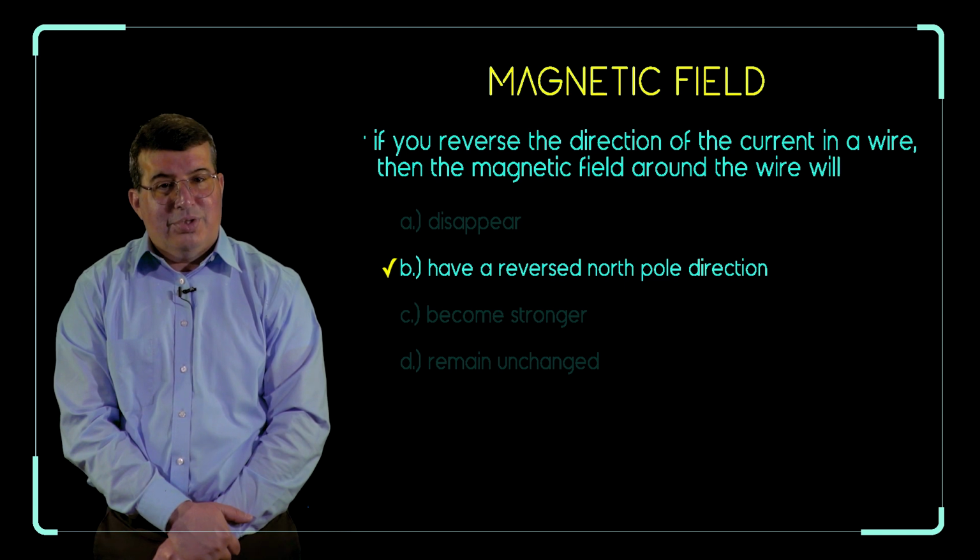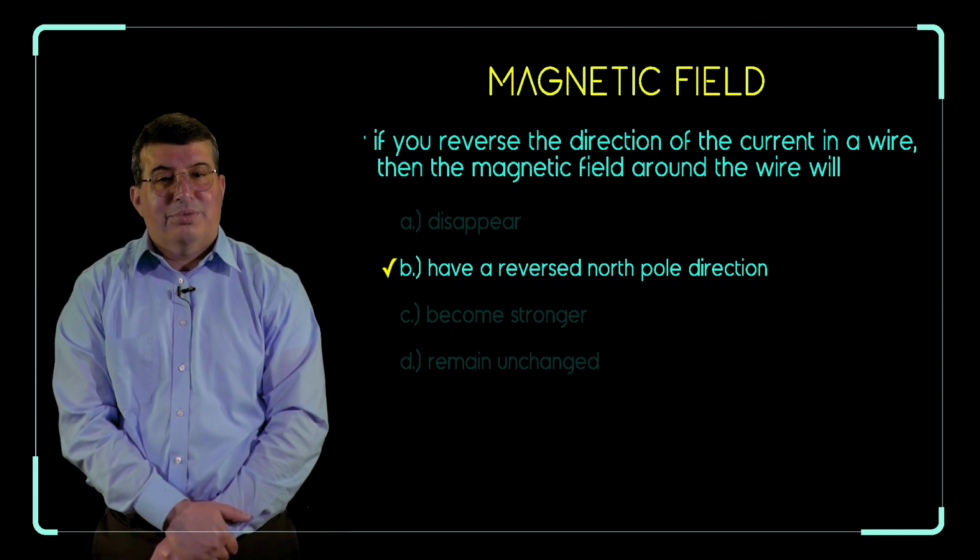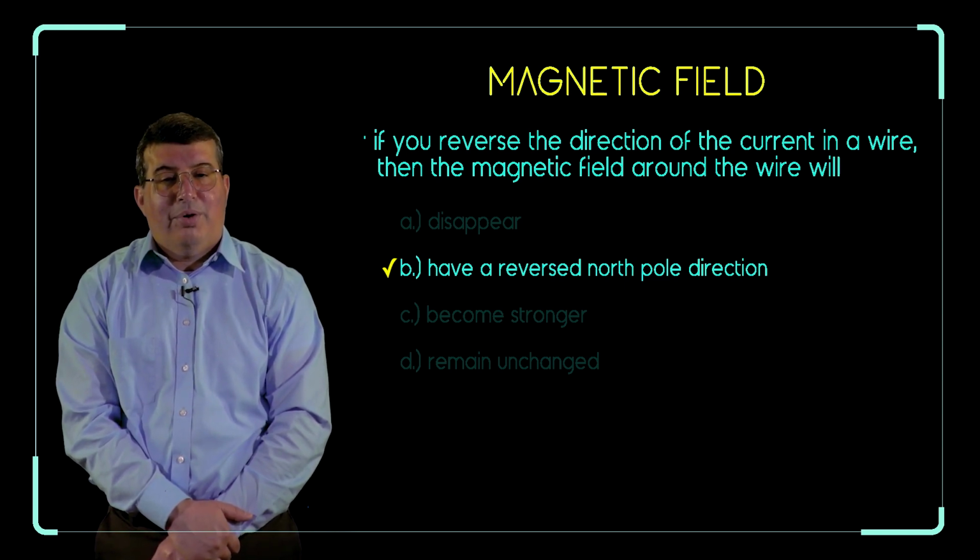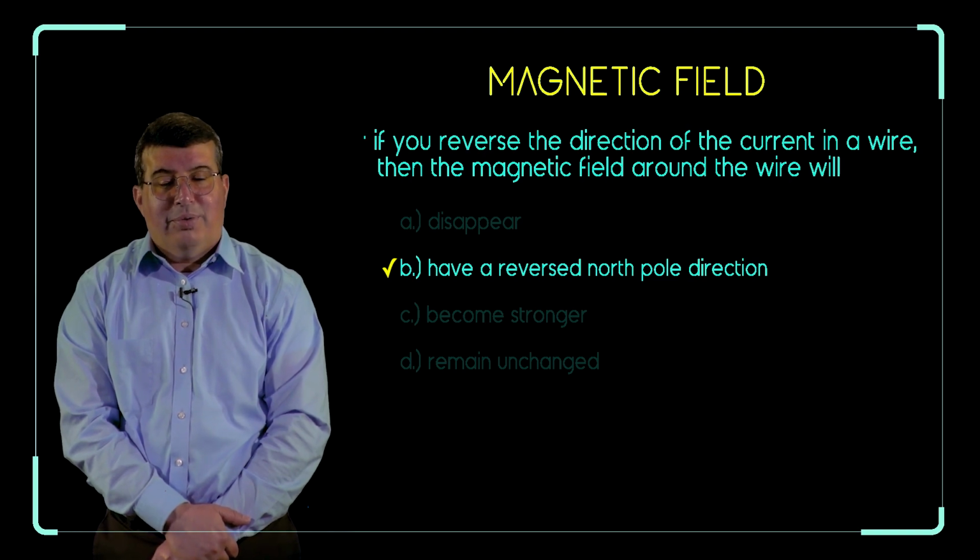That is another thing that you can do with an electromagnet: you can just reverse the current and you can swap out what is the north pole and the south pole.